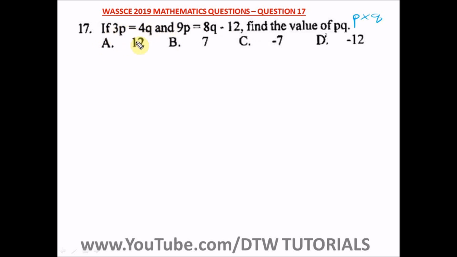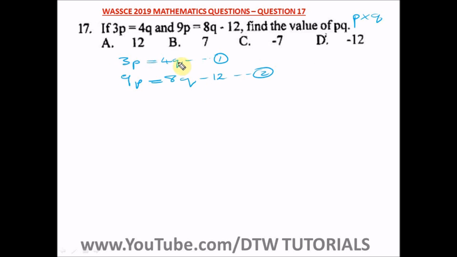Alright, so we can first of all use this first equation. We have two equations here: 3p is equal to 4q, equation 1, and the second is 9p is equal to 8q minus 12, that's equation 2. So let's make p the subject of formula in equation 1. Then we put the value of p into equation 2 so we can find q, okay?